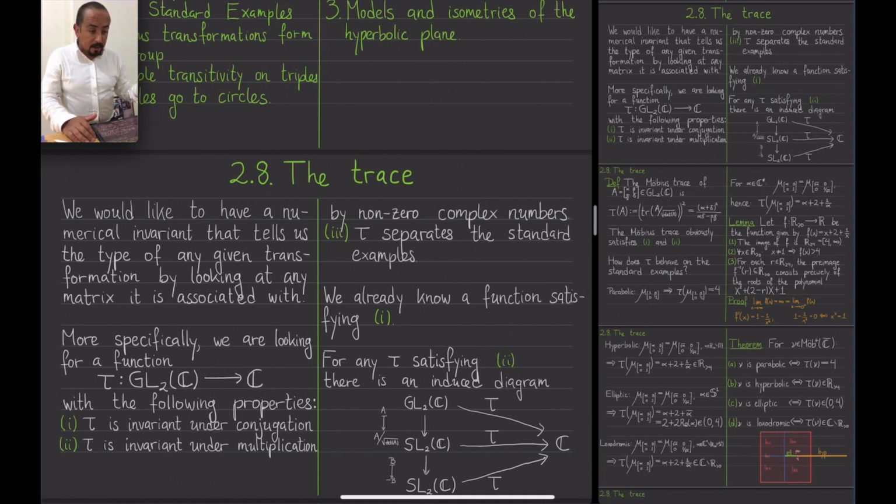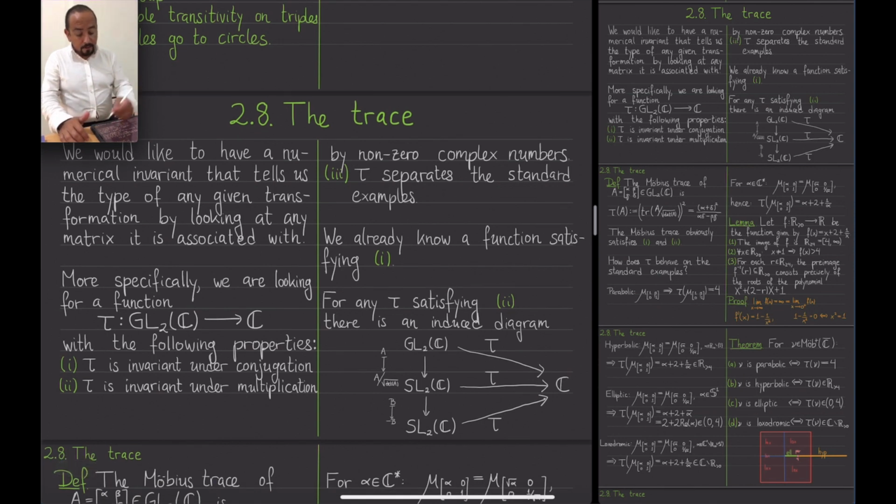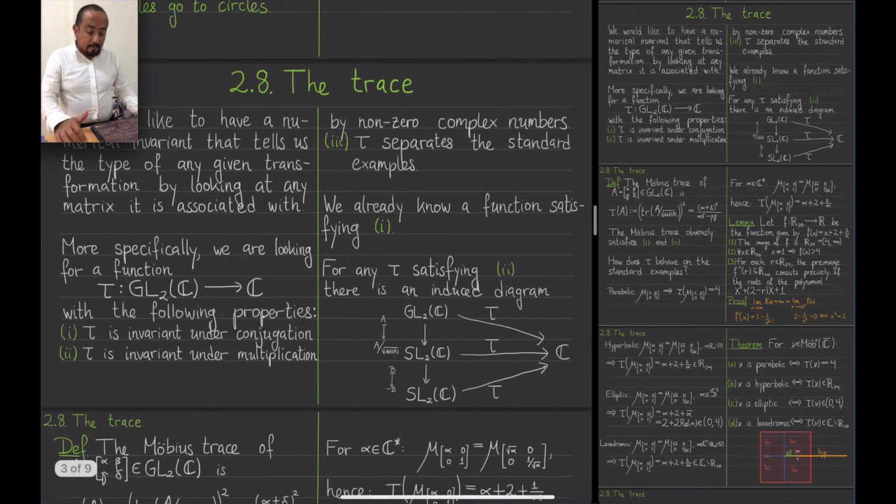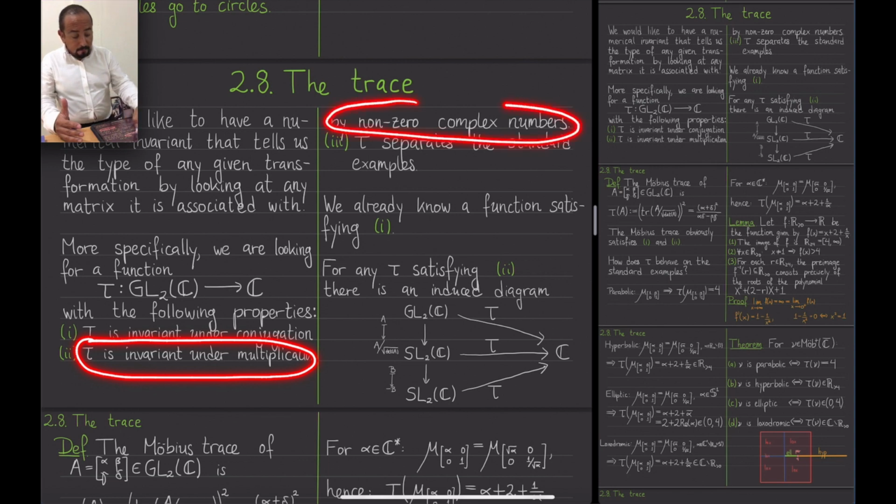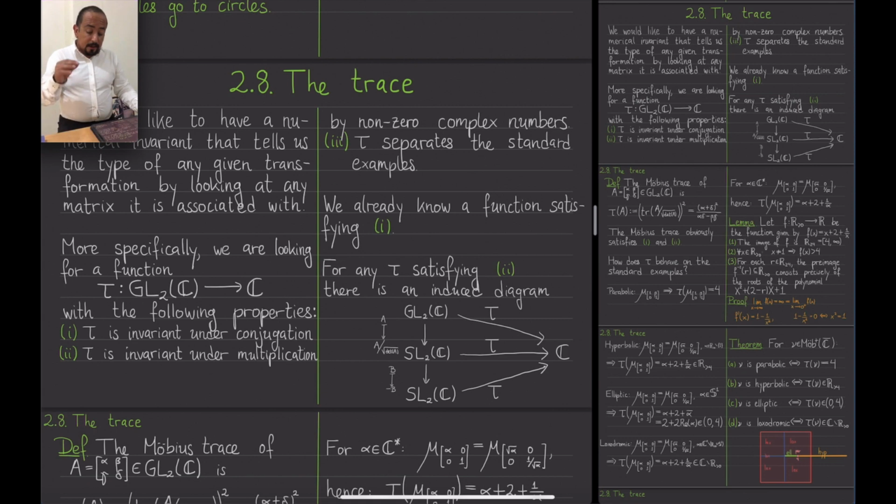We would like an easier or more straightforward way to decide the type of Möbius transformation that doesn't require us to do all of this. In particular, that doesn't require us to compute the fixed points. So what we are looking for is a function that to each invertible matrix associates a complex number. And something we would like is that the function is invariant under multiplication by non-zero complex numbers, so that it really depends only on the Möbius transformation and doesn't depend essentially on the matrix representing it, right?